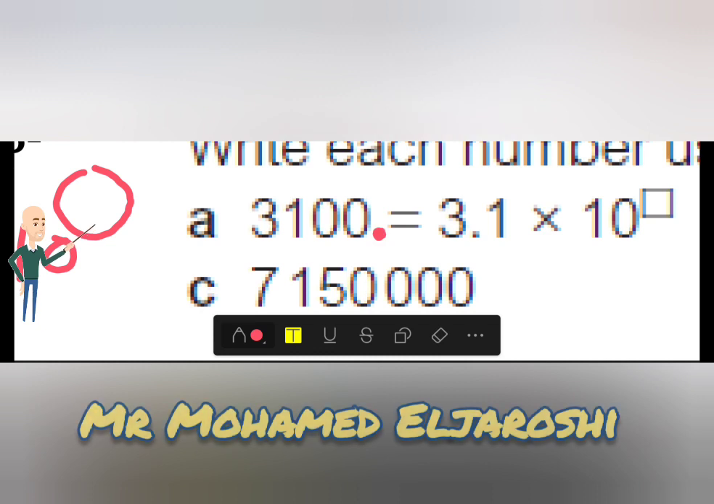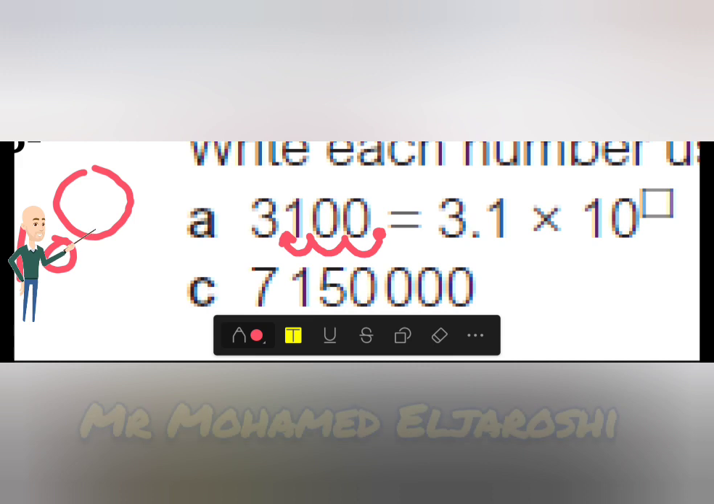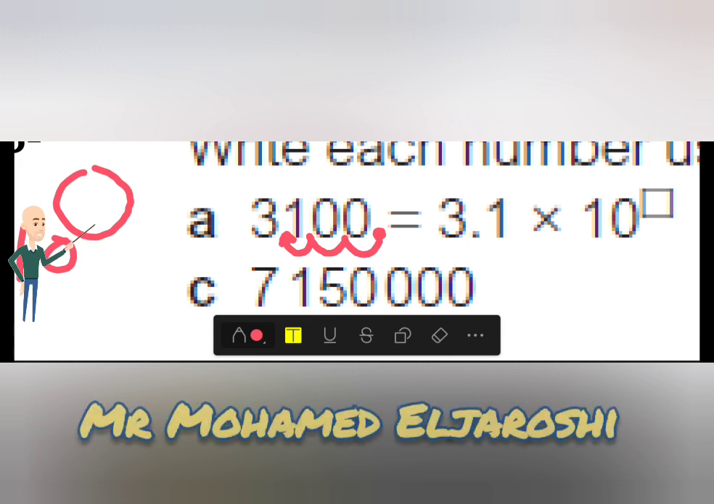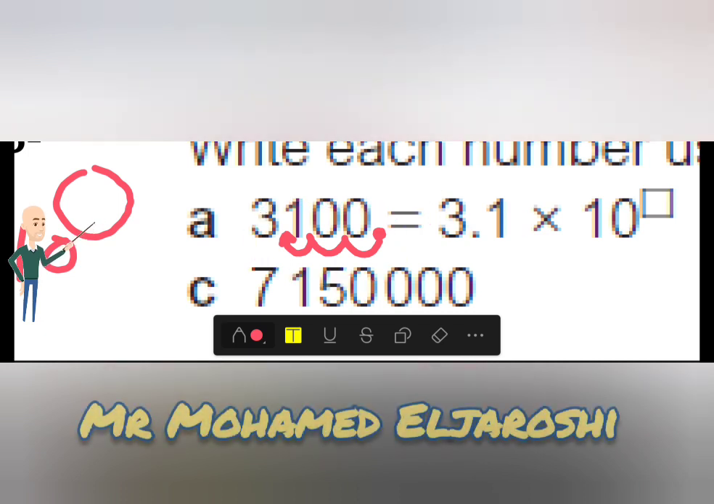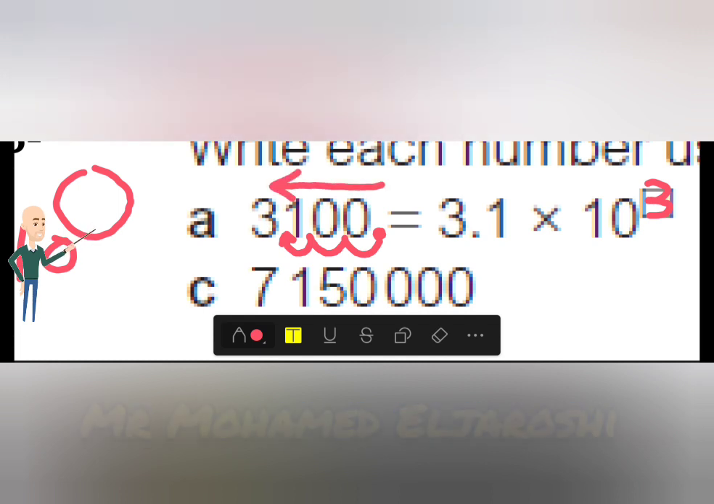Now, let's start moving it. So we're going to move 1, 2, and 3. So how many steps did I move? Very good. I moved 3 times. It means when I put this number as 3.1 between 1 and 10, I moved the decimal point 3 times. So I write 10 power of 3. Because I moved 3 times, it means that the power is 3. And because I moved this way, it means that the power is positive.